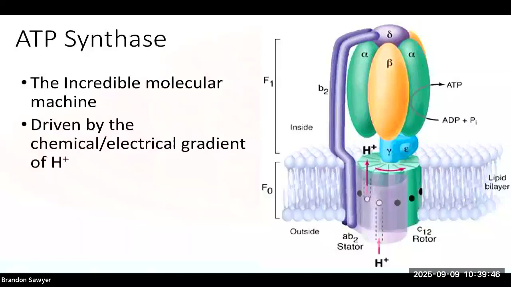If you look at certain vehicles, Mazda is known for using the rotary engine. It's totally different than the typical cylinders we have in most engines, but it uses a lot of the same components that this little molecular machine does. So hydrogen rushes through and turns this thing. As it turns it, it's taking the chemical energy of that hydrogen ion gradient and converting it into mechanical energy, which is just movement of a protein, right?